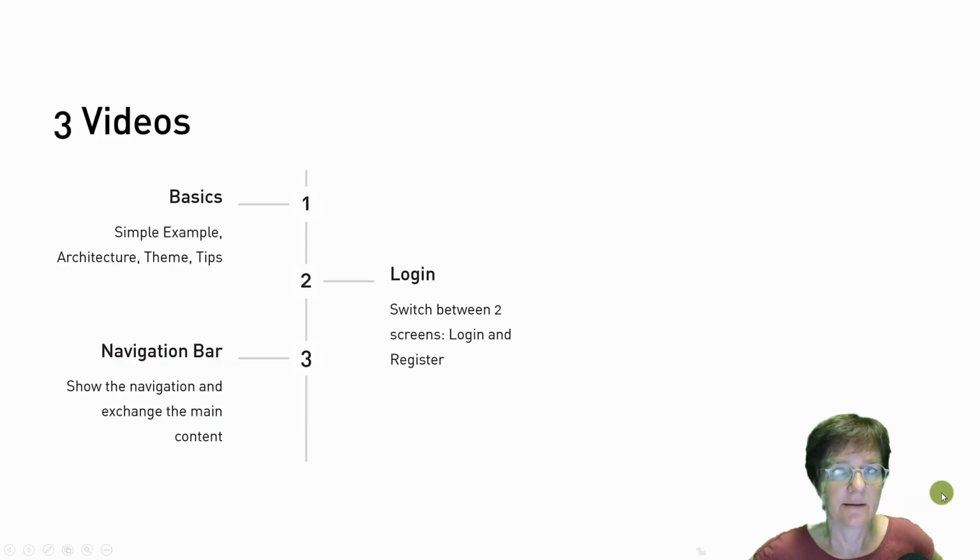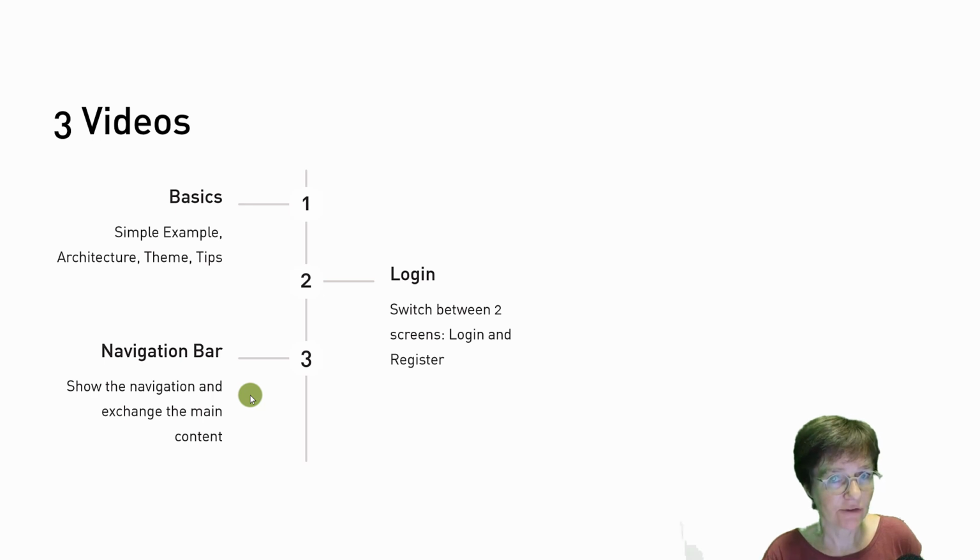In this little playlist you will find 3 videos, the basics of this video, where I will show you how to define your theme and make some simple UI. In the next video I will show you how you can switch between 2 screens. I will use a login and a registration example. And in the last video I will show you how you may have a navigation on the left-hand side and your main content changes according whatever you select in your navigation.